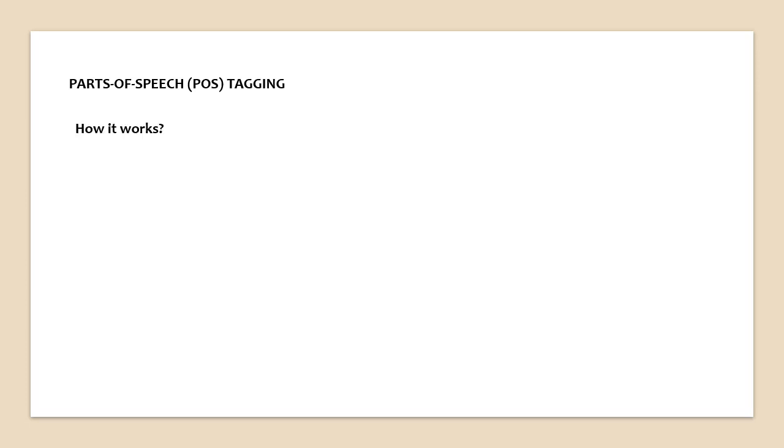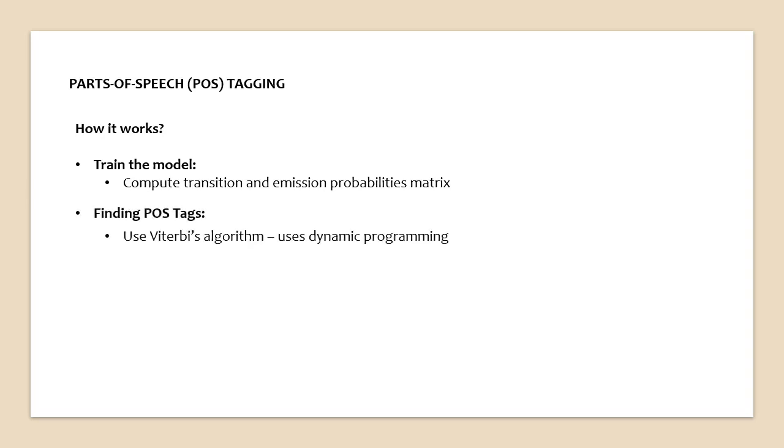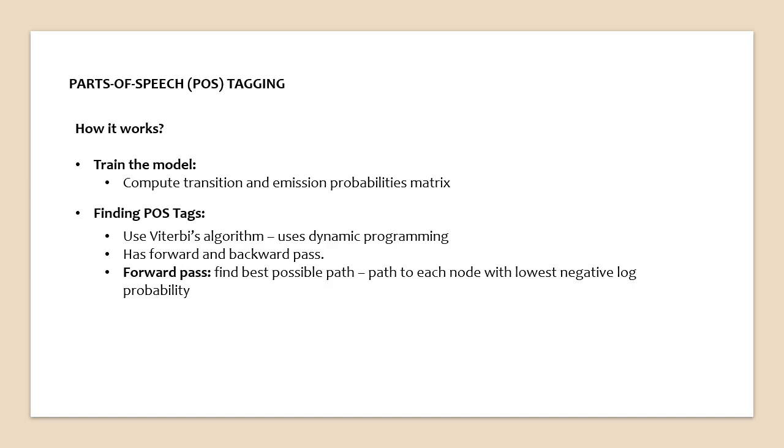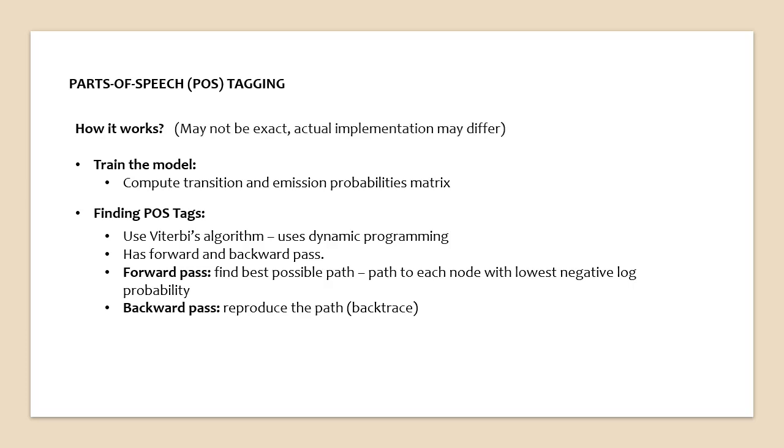Now, how does POS tagging using HMMs work? First, we need to train the model, which involves computing the transition and emission probability matrices. Then we find the POS tags, where we use Viterbi's algorithm that uses dynamic programming. It has two passes, forward and backward pass. In the forward pass, we find the best possible path, that is the path to each node with the lowest negative log probability. And in the backward pass, we reproduce the path, that is we backtrace. Now note that this may not be exact and the actual implementation may differ.